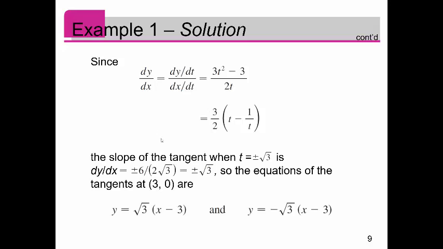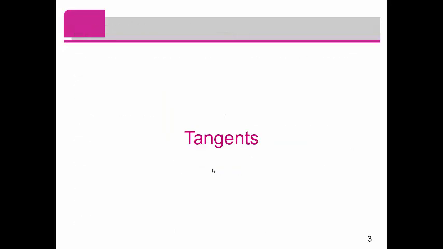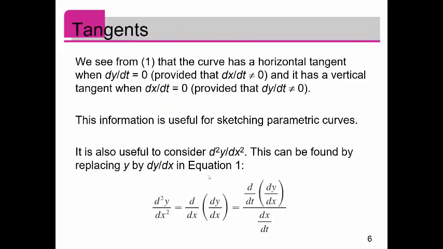The slope of the tangent line when t is equal to plus or minus the square root of 3, if you plug this in here, I'm just going to save the algebra. dy/dx becomes plus or minus 6 over 2 square roots of 3, which is equal to plus or minus the square root of 3. So I apologize. I said we're moving on to B, but sorry, I'm skipping around here a little.